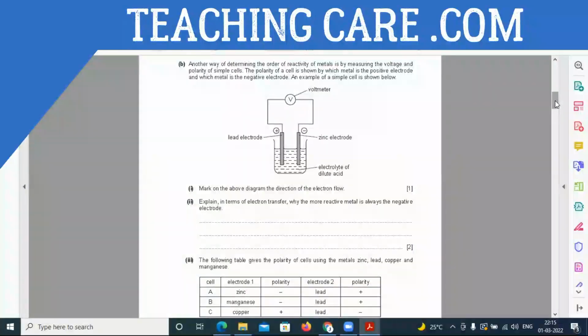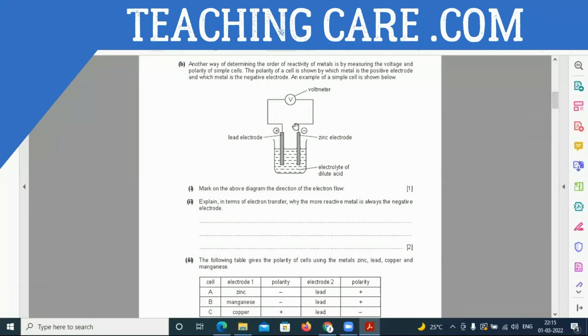I don't know part 2. Which one? Part 2, B part 2. This explains in terms of electron transfer why the more reactive metal is always in the negative electrode. Obviously, the more reactive will be in the negative because it will accept the electrons.